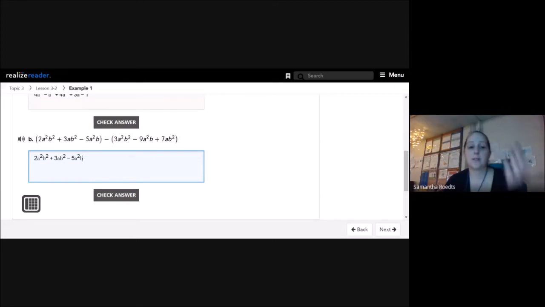Then I'm going to distribute this minus sign to everything that's inside the second polynomial. So positive 3a squared b squared becomes negative 3a squared b squared. Negative becomes positive, and positive becomes negative. Now I can combine my like terms. So I have 2a squared b squared, and then I have a minus 3a squared b squared.